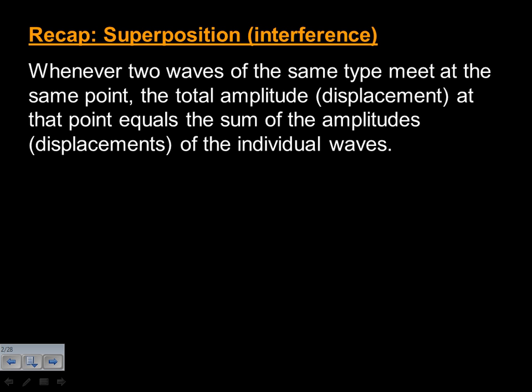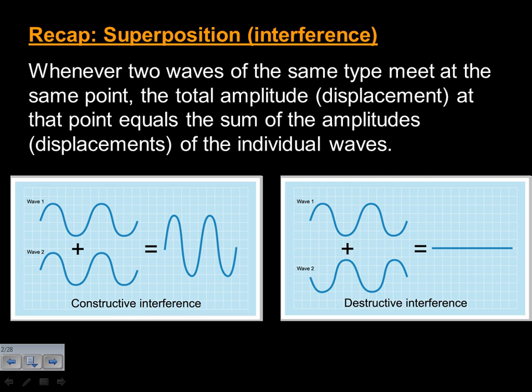Well, anytime you have waves that overlap at the same point, it's called superposition, and we can see either constructive interference or destructive interference. Constructive interference is when we have crest and crest that produce another larger crest, or trough and trough to make a bigger trough. Destructive interference involves a crest overlapping a trough and giving us some kind of cancellation. It may not be zero, but typically it's closer to zero.